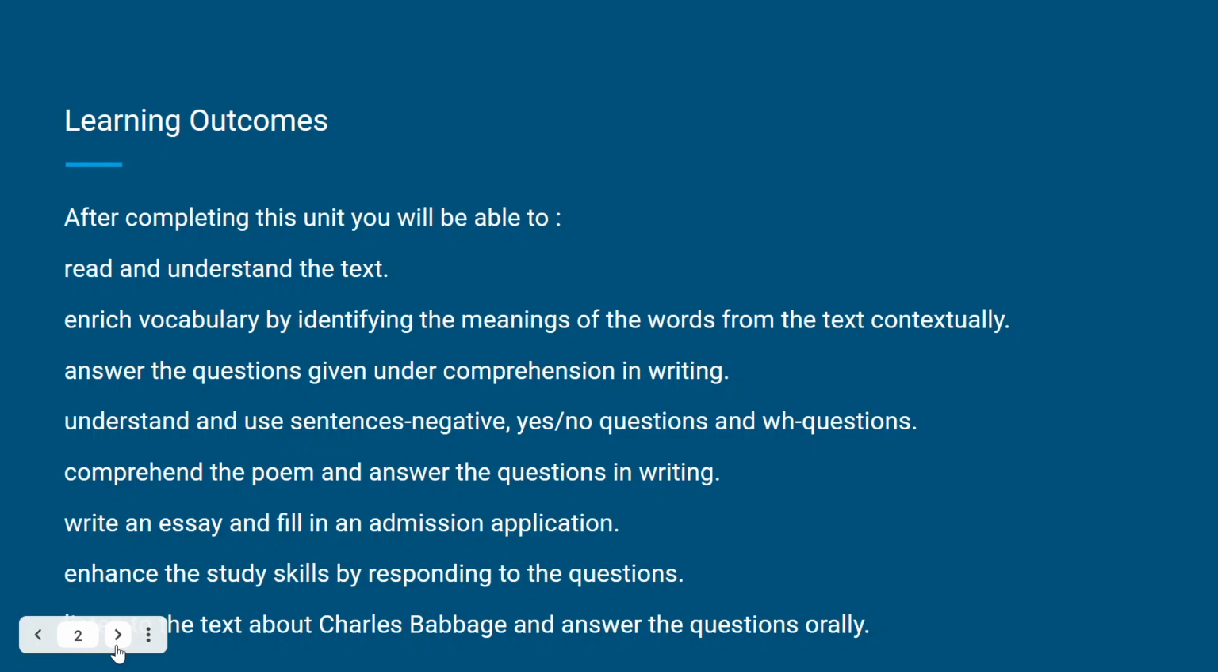It's filling an admission application. We have given a model also. So after checking and observing the model application, you can feel that it's an easy task. Don't worry too much about that. Next, enhancing the study skills by responding to the questions. There is a table given in the textbook itself giving the different models of mobile phones and their features. After studying that table, you have to answer the questions given at the end of that lesson.